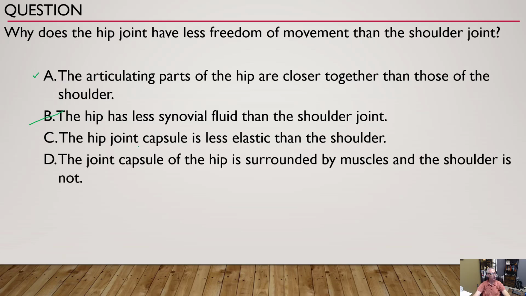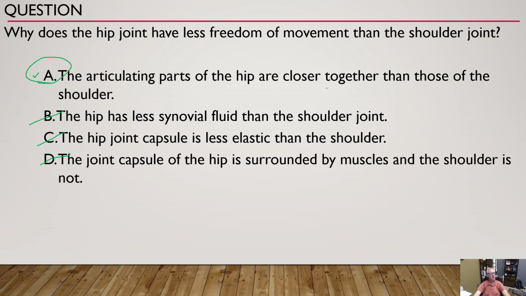The hip joint capsule is less elastic than the shoulder. Elasticity refers to elastic fibers. Remember that a rubber band is made up of elastic connective tissue. None of our joints have elastic fibers. The joint capsule of the hip is surrounded by muscles and the shoulder is not. Well, we know that's not the case. So A is going to be our right answer.